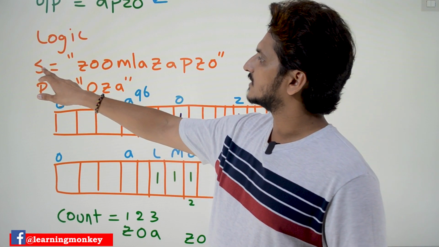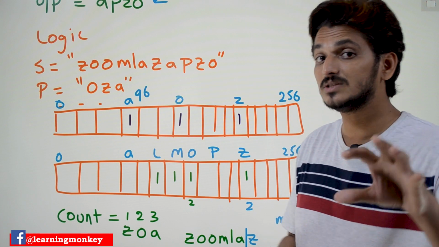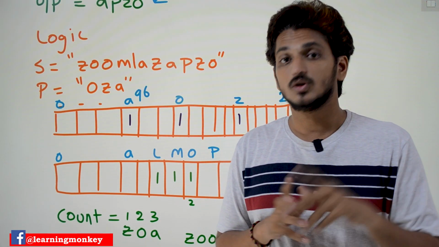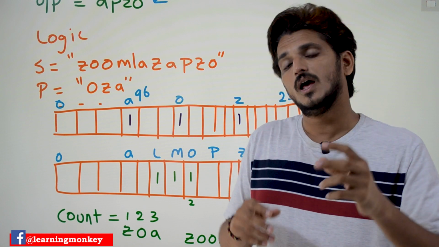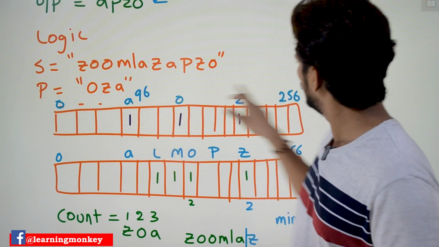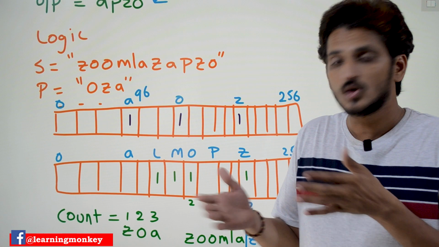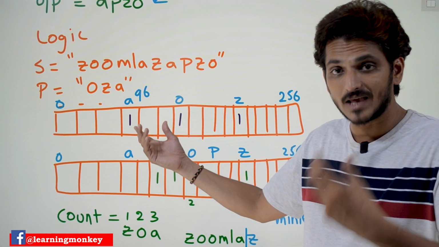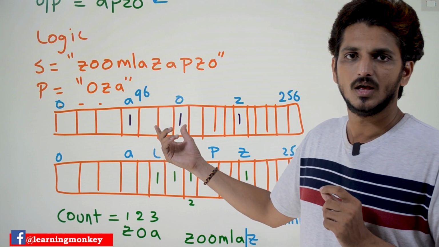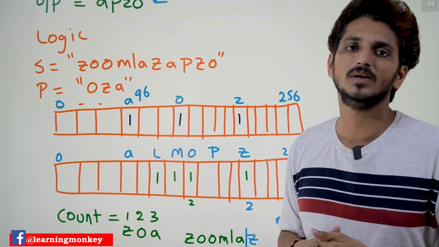Take the strings S, ZOOMLA, and P, OZA. In our previous classes, when we discussed examples on the string data type, we discussed a technique: if you maintain an array of size 0 to 256 (why 256? Because there are 256 characters), you can maintain the count of how many times each character has been obtained. The same logic helps us solve this example easily.